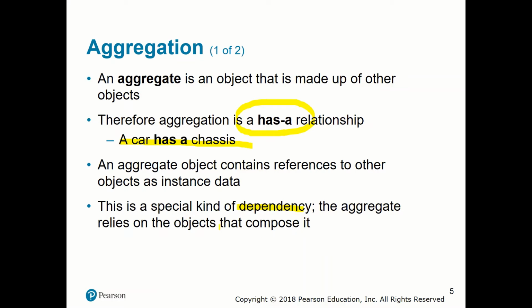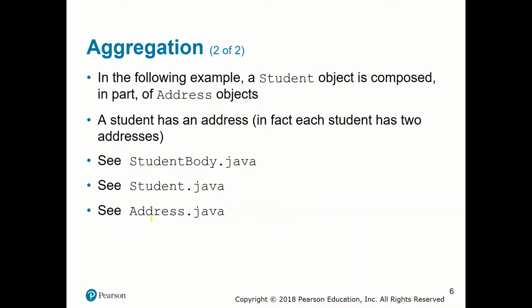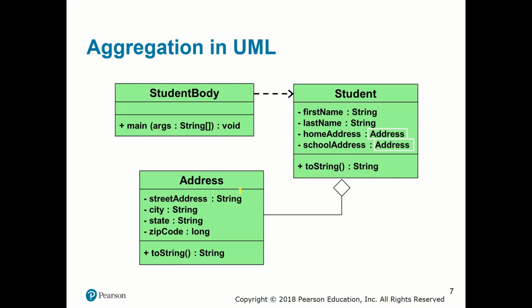If you don't understand this one, then I will show you 3 classes. Here, the student object will be composed of address objects. Inside the student class, address objects are included. So let's see the code. UML diagram first. This is the student class. The student class has names, first name and last name. And here, the student object has home address and school address.